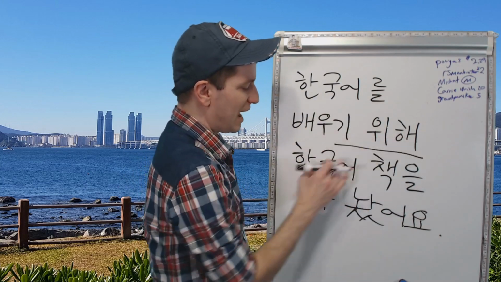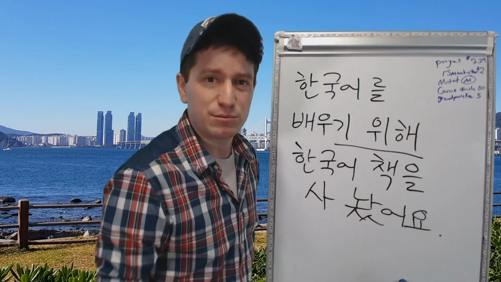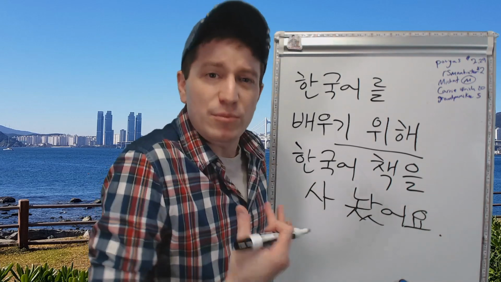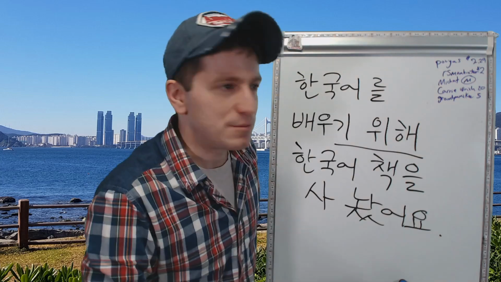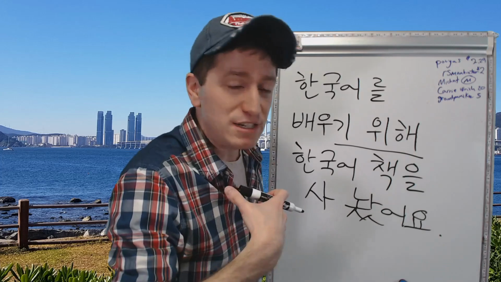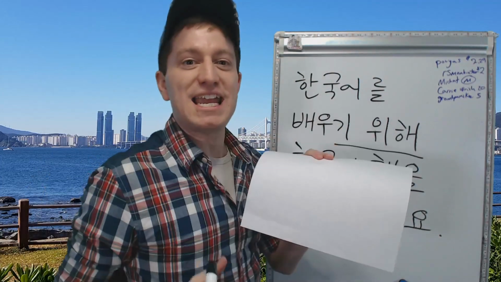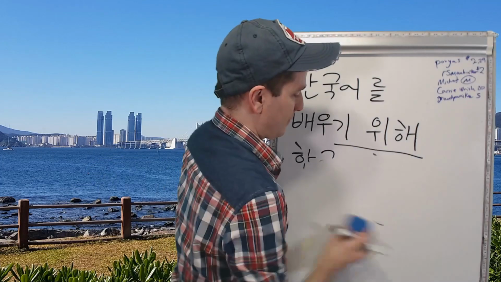한국어를 배우기 위해, in order to learn Korean, 한국어 책을 사놨어요. I bought a Korean book for later. So I bought a Korean book in preparation in order to learn Korean. I'm starting Korean class. So in order to do that, I bought a Korean book in preparation for that. So literally you're saying, I bought the Korean book, I've got it, and it's gonna stay here. It's ready. Kind of like that.